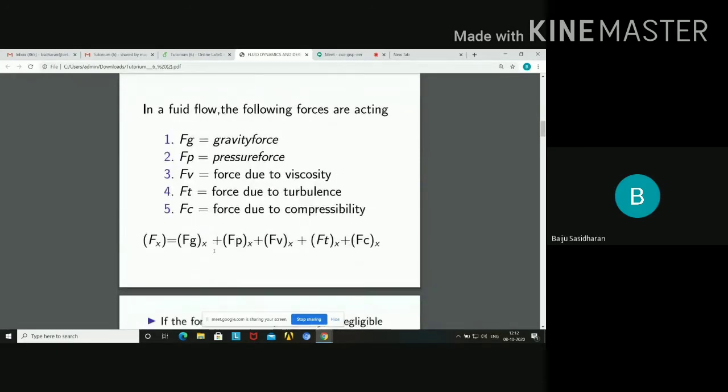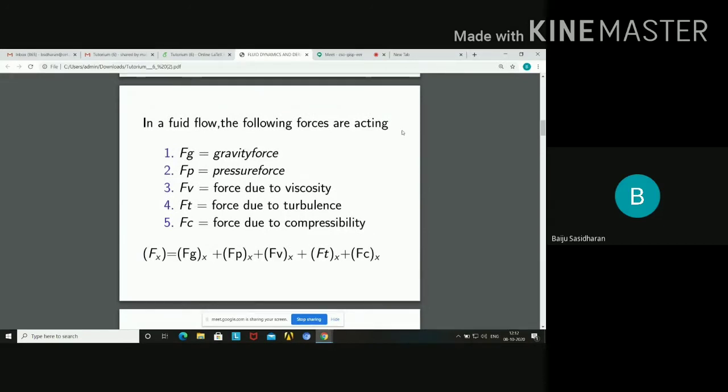In the fluid flow, the following forces are acting. They are forces by gravity, forces by pressure, forces due to viscosity, forces due to turbulence, then forces due to compressibility. Therefore, the total force Fx is equal to Fg, the force due to gravity along x direction, plus the force due to pressure Fp along x direction, the force due to viscosity along x direction, the force due to turbulence along x direction, plus the force due to compressibility along x direction.